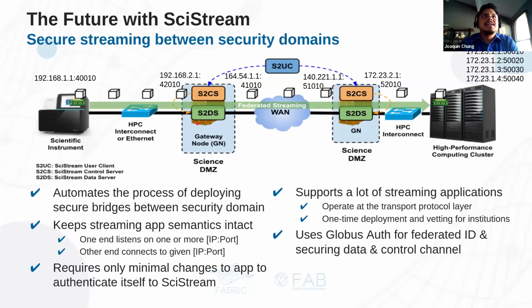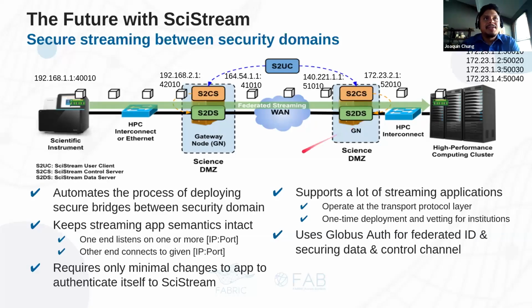So if we go back, you will have your instruments and their private area networks connected to a gateway node deployed at a science DMZ. There you can deploy SciStream's software tools. This one we call the SciStream Control Server, or S2CS, that will deploy the SciStream data server, a proxy that on demand will enable these bridges between the LAN and the WAN. Same thing happens at the HPC facility.